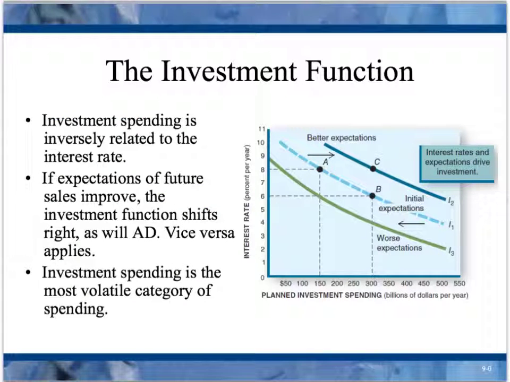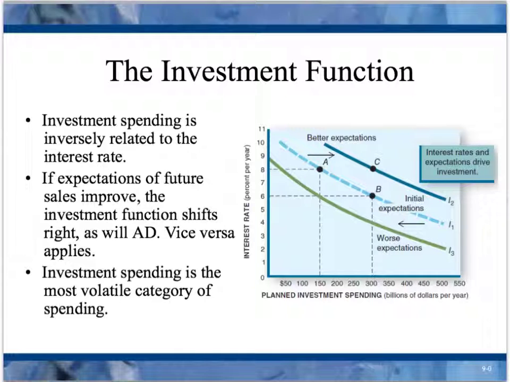Let's see what the investment function looks like. As you see, the investment function is a line on the graph where on the vertical axis there is the interest rate and on the horizontal axis there is planned investment spending. And investment spending is inversely related to the interest rate.